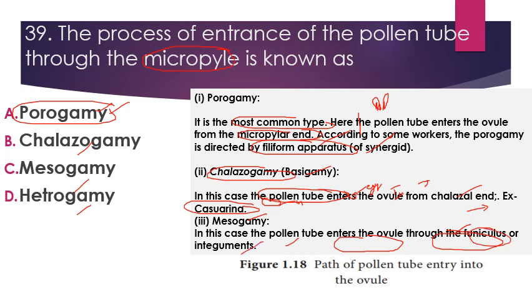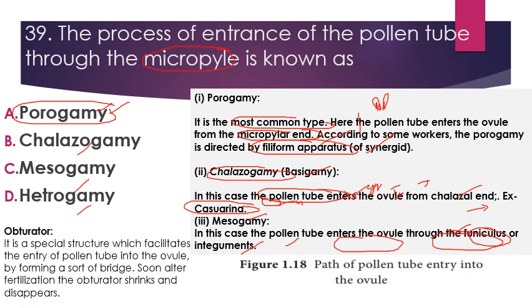The next term is obturator. So this is again a very important special structure, which basically facilitates the entry of the pollen tube into the ovule. ये भी pollen tube की entry को facilitate करता है, help करता है to enter inside the ovule by forming a sort of bridge. And soon after fertilization, the obturator shrinks and disappears. तो fertilization के बाद ये disappear हो जाता है.